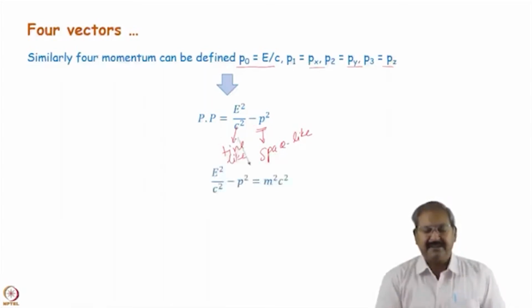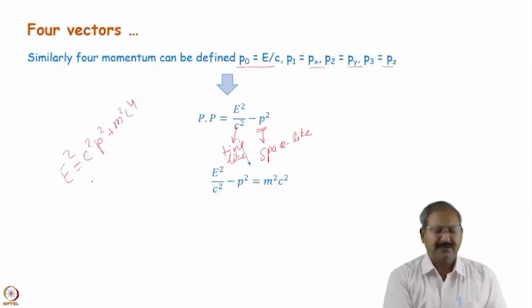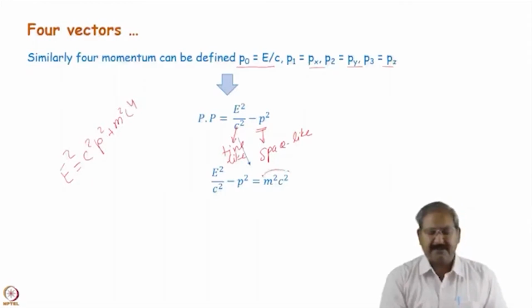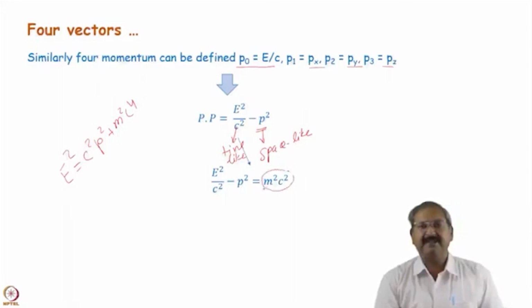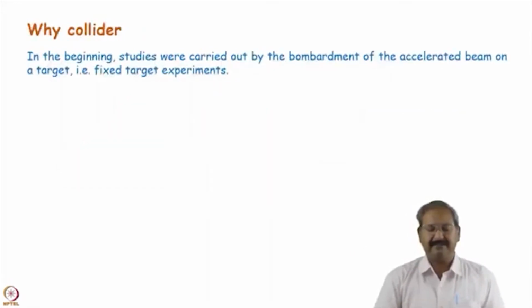Now you can see that E square by c square minus P square is equal to m square c square, because we have E square equal to c square P square plus m square c to the power 4. So this quantity becomes m square c square, and m is the rest mass of the particle. It is invariant, so this is a Lorentz invariant quantity.